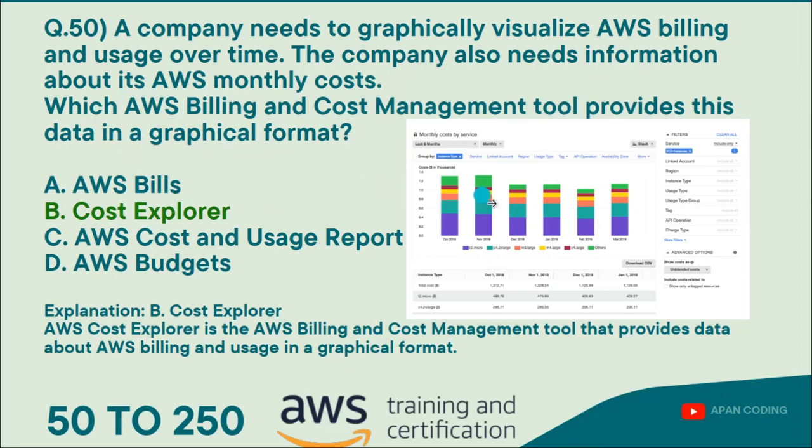Because friends, Cost Explorer represents your monthly, yearly, half-yearly and even hourly cost. Everything is represented in a graphical way. You can see it when you log in to Cost Explorer. So the explanation is here: AWS Cost Explorer is the AWS billing and cost management tool that provides data about AWS billing and usage in a graphical format.